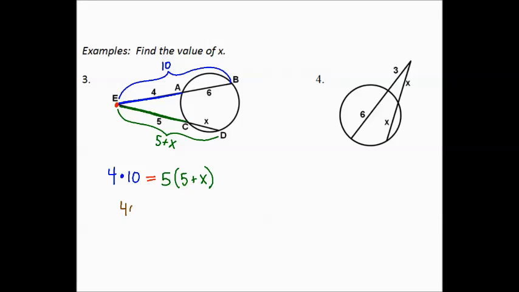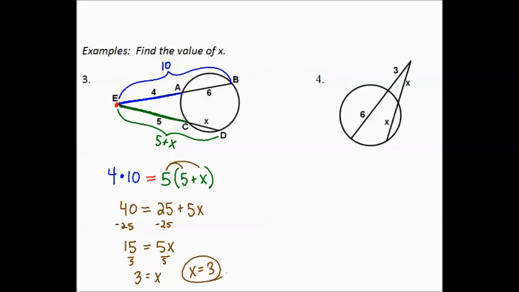4 times 10 is 40. Distribute the 5. 5 times 5 is 25. 5 times x, 5x. Now we can subtract 25 on both sides. And 15 equals 5x. We can divide both sides by 5, and 3 equals x, but it's better to write it x equals 3. You want to give a shot to number 4?